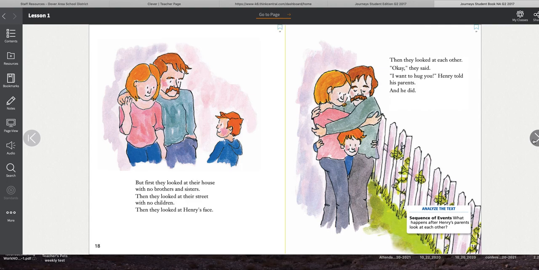But first, they looked at their house with no brothers and no sisters. Then they looked at their street with no children. Then they looked at Henry's face. Then they looked at each other. "Okay," they said. "I want to hug you," Henry told his parents. And he did.